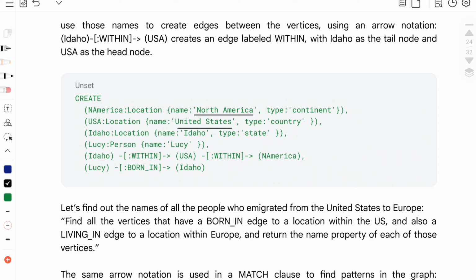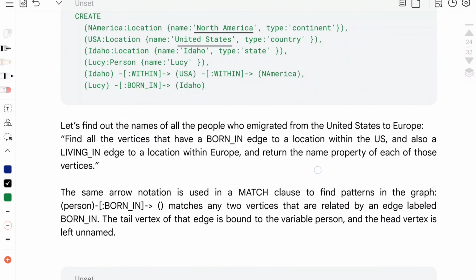And the other parts of the queries can use these names to create edges between the vertices using an arrow notation like this. This arrow notation basically creates an edge labeled as within, with Idaho as the tail node and USA as the head node. So basically like this. This is Idaho and this is USA, and here it is being labeled as within.